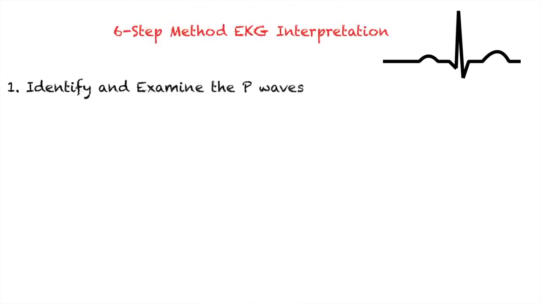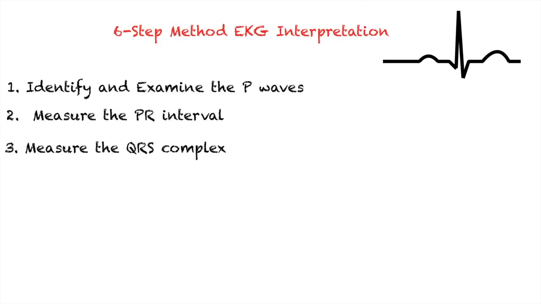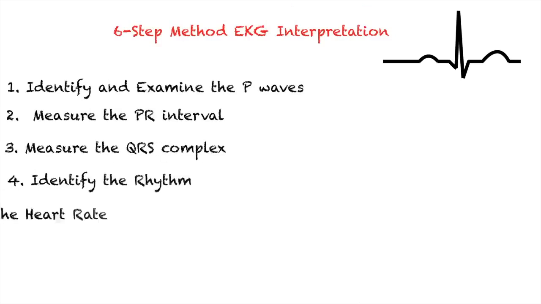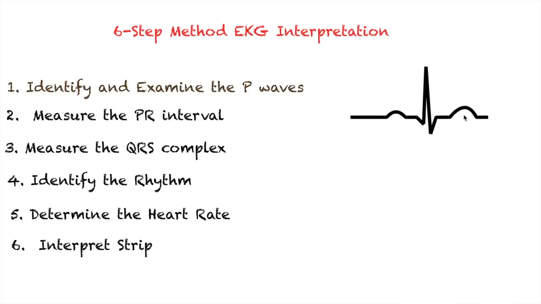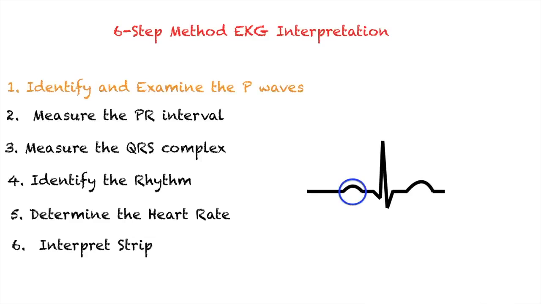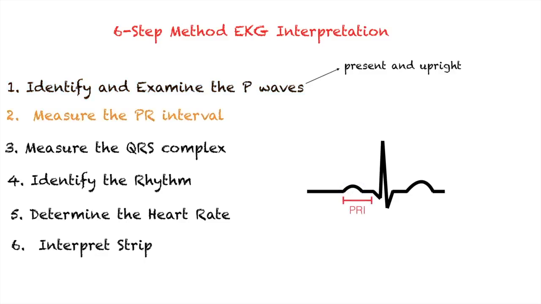First up, we have to identify and examine the P waves, measure the PR interval, measure the QRS complex, identify the rhythm, determine the heart rate, and interpret your strip. And we're going to talk about them one by one. Let's start off with identify and examine your P waves right here. The normal P wave would be present and upright. If the P wave is absent or inverted, then it could indicate a form of dysrhythmia such as a junctional rhythm.